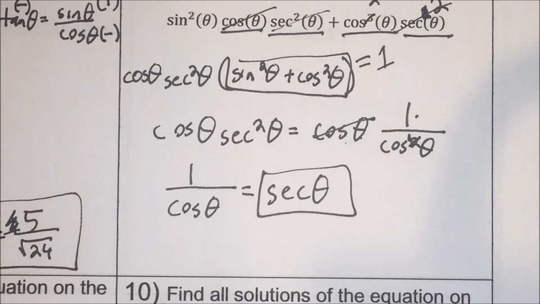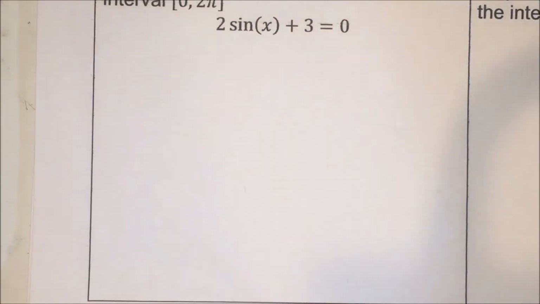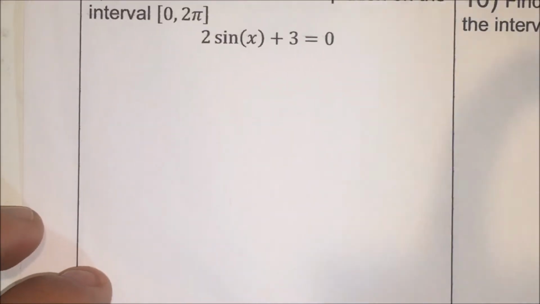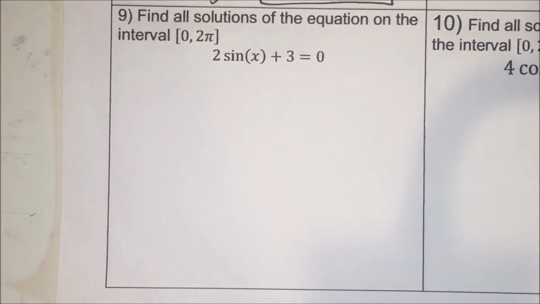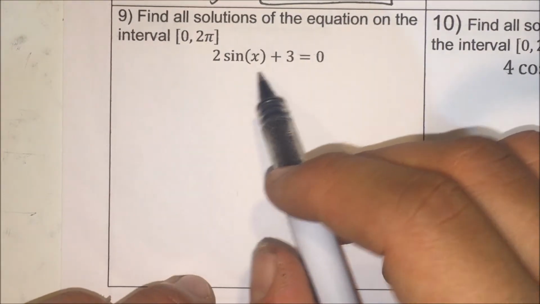All right, let's do 9. So here, this is actually the point at which it goes into the next part of the lesson after the quiz that we took. So this says find all solutions of the equation on the interval 0 to 2 pi. Well, remember when you're solving trigonometric equations, the big strategy you want to remember is to try to isolate your trigonometric expression. So in this case, sine x.